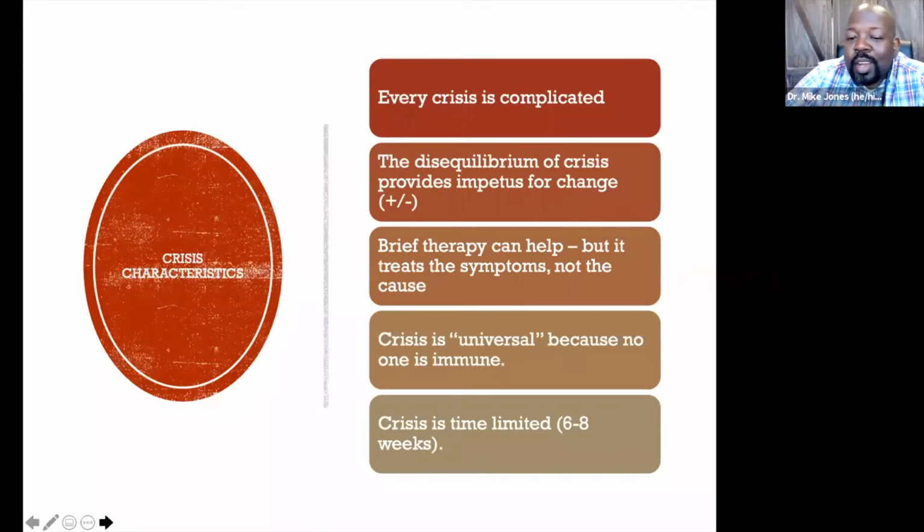And also, that crisis is time limited, which means there's a certain time period we can expect to be dealing with crisis. And so, because of that, crisis hopefully has a short-term time period that we're dealing with, and it's not something we're dealing with for a long time.